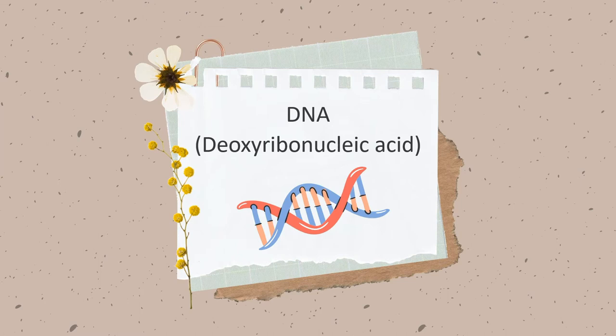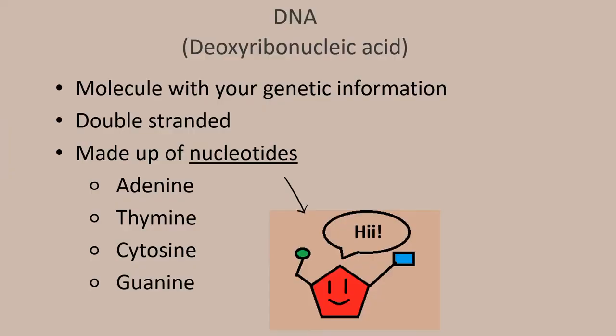Let's look at the molecule that holds your genetic information: deoxyribonucleic acid. DNA or deoxyribonucleic acid is the molecule that holds your genetic information. It is double-stranded and it is made up of nucleotides. So nucleotides are the building blocks of DNA, and these can be adenine, thymine, cytosine, or guanine. Here I have drawn a picture of a nucleotide.